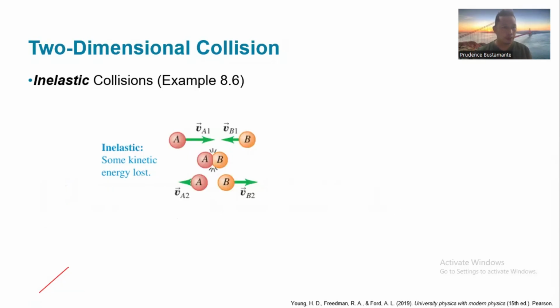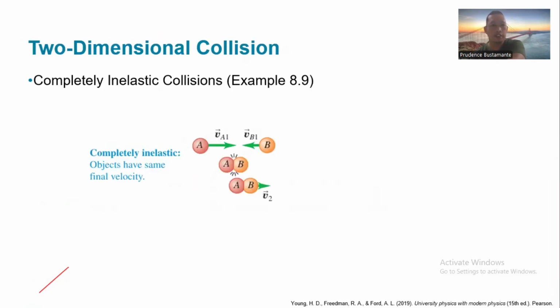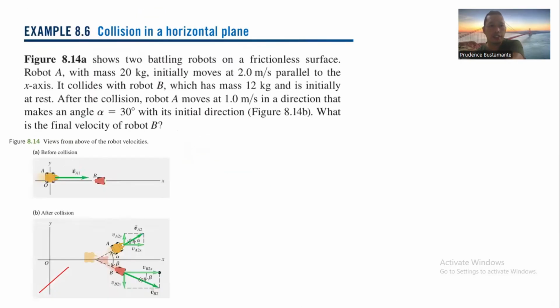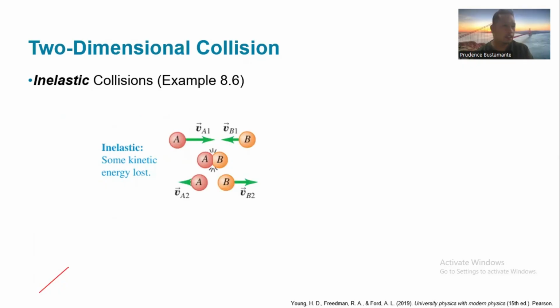Okay, so let's go to two-dimensional collisions. Like what we discussed, there are three types of collisions: the inelastic collisions, where some of the kinetic energy is lost. We also have completely inelastic collisions, where both have the same final velocities, and we have the elastic collisions where the kinetic energy is conserved. And also, we know that in any type of collision, the momentum is conserved. Okay, let's discuss first what we mean by two-dimensional collisions.